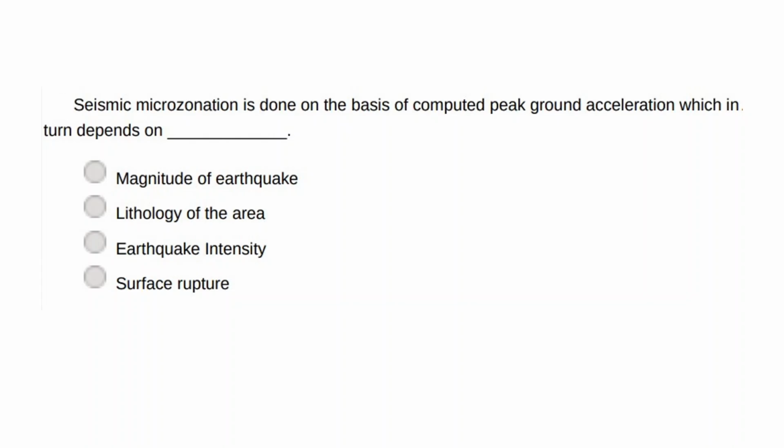So if you remember, in the previous class I had mentioned, if you take the country India, in India we have different zones: zone 2, zone 3, zone 4 and zone 5. That is broader zonation. Microzonation is when you take it into even more minute detail, smaller zones. So how do you do it, seismic microzonation?